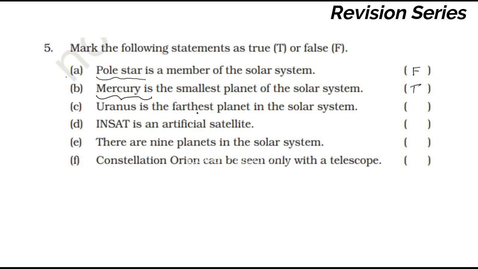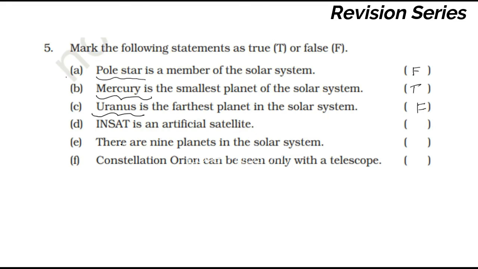Uranus is the farthest planet in the solar system. So how many planets do we have? Totally eight planets, and the last planet is Neptune. Neptune is the farthest. Uranus is not the farthest, so it is false.